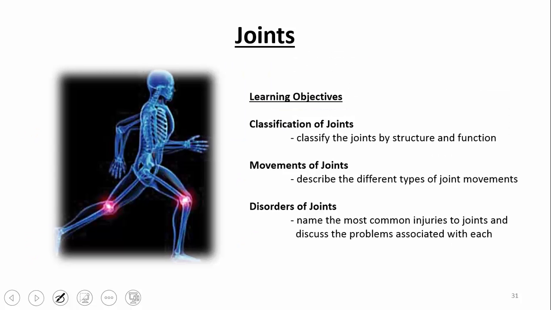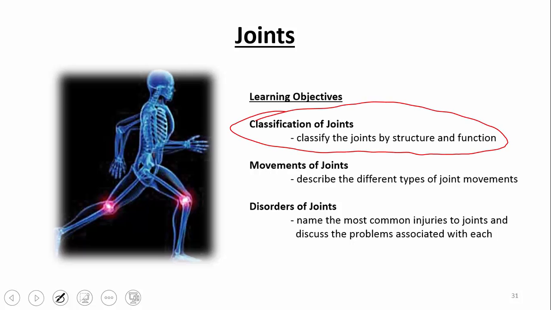Okay, so those are the objectives that we talked about today. We focused on joints, and then three main learning objectives. We looked at the classifications of joints, the movements, we looked at disorders, and as always, before you proceed to the next lecture, you want to make sure that you're able to execute all these learning objectives before you move on.